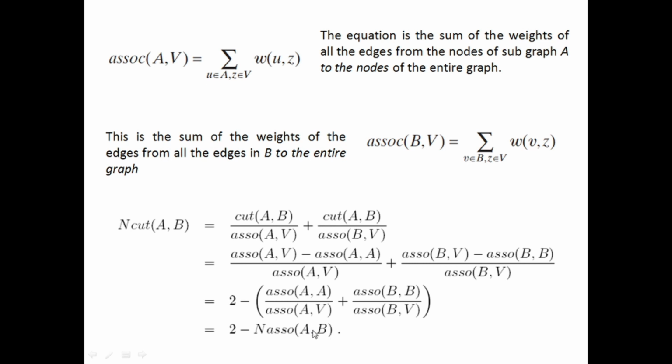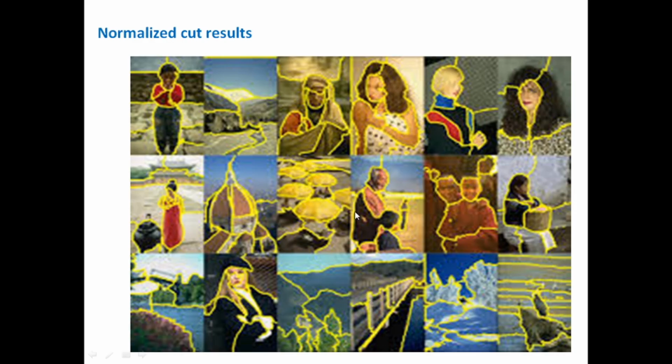So it implies that minimizing the n cut of A comma B happens when I maximize the n association of A comma B. So these two happen simultaneously. These are the normalized cut results, where you can find how this normalized graph cut is performing the segmentation process.